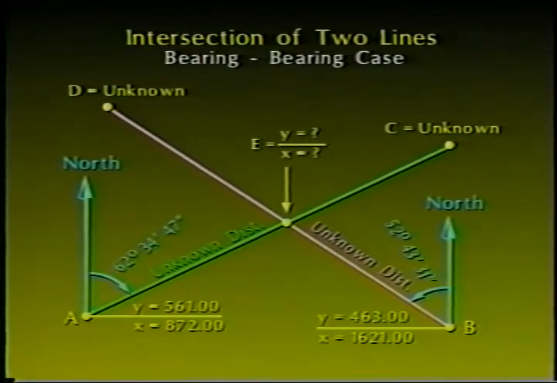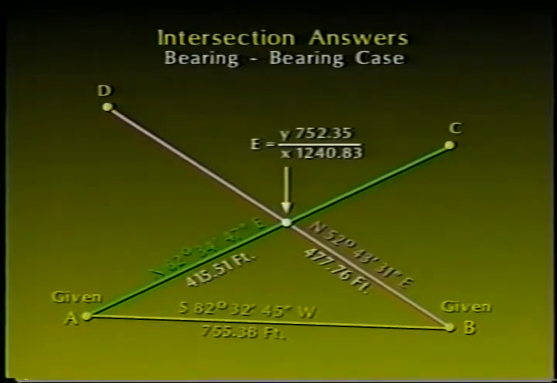To use the oblique triangle solution, after inversing, it is then necessary to determine all angles in the triangle from the given bearings and the one computed. Use the distance computed from the inverse as the base for an angle-side solution. The answers, as shown on this graphic, are the coordinate value of station E is Y 752.35, X 1,240.83 feet. The distance of line AE is 415.51 feet. The distance of line BE is 477.76 feet.